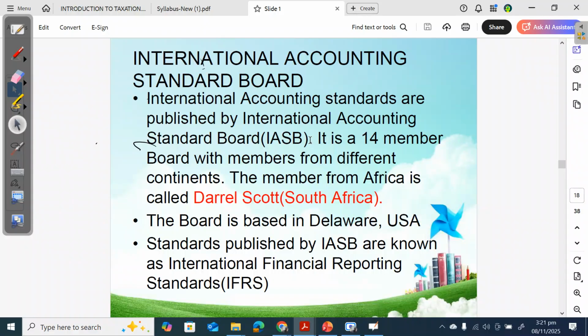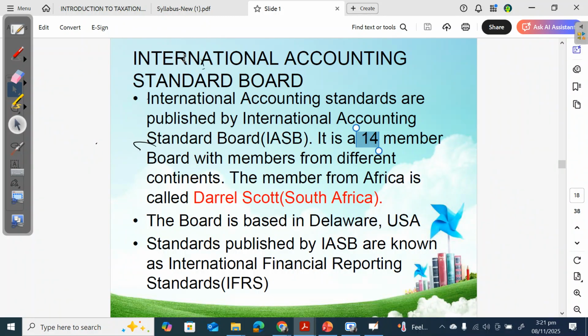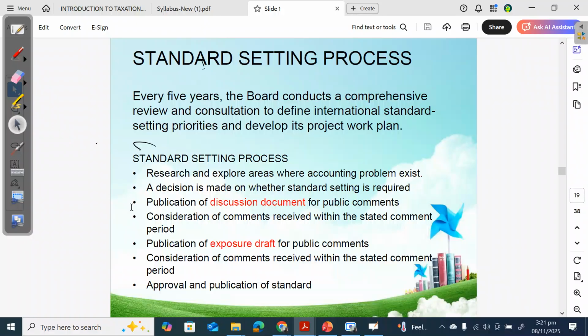IASB is a board made up of 14 members, and they are all over the world. The members come from various continents of the world, and we have representation from each continent. So they form the board and prepare the international accounting standards we have.